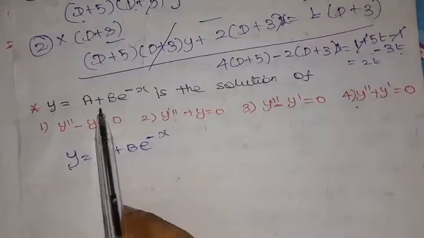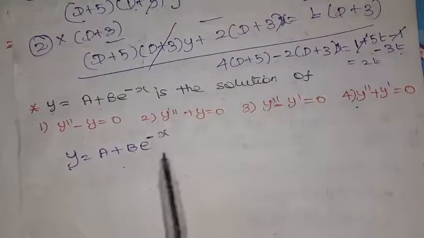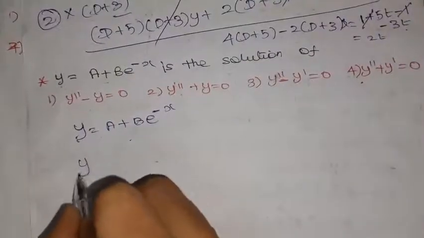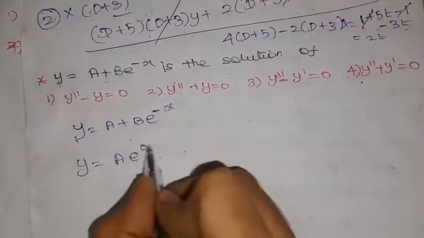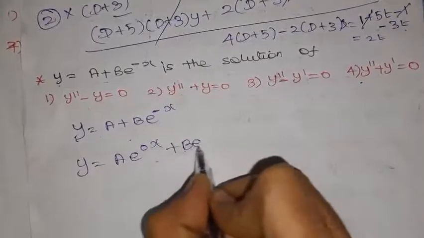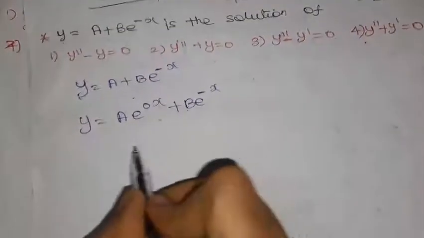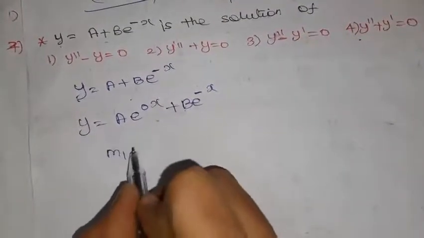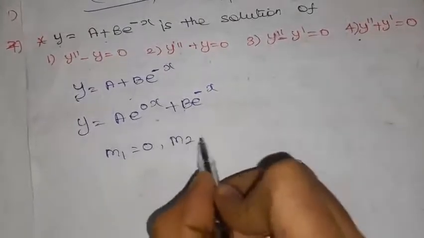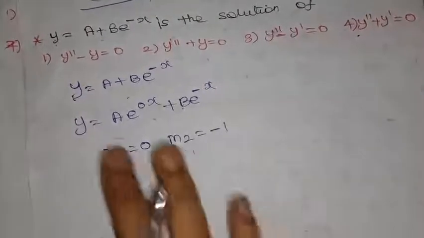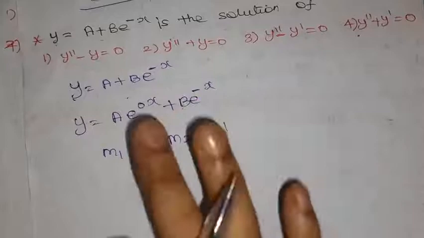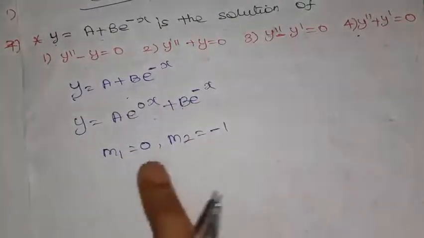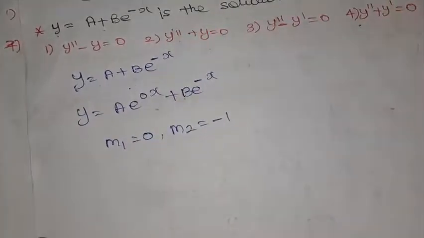y equal to a plus b e power minus x. How can we write this? a e power 0x plus b e power minus x. So m1 equal to 0 and m2 equal to minus 1. The two roots are real and unequal.